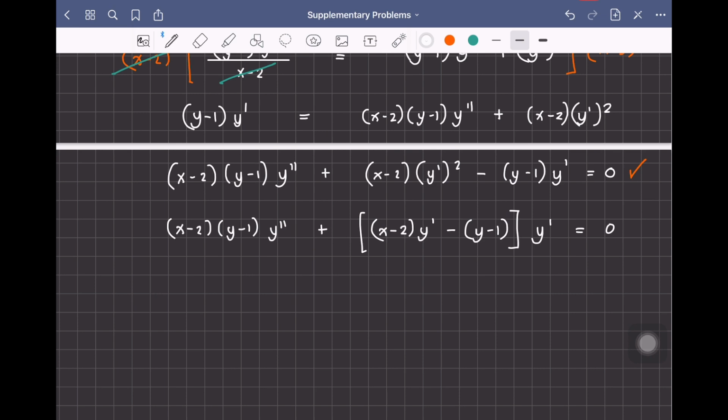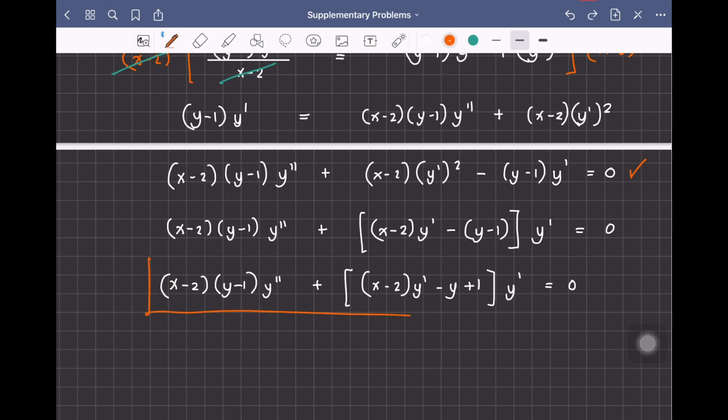Okay, in the end, pwede mo pa rin ayusin yan. Magiging x minus 2, y minus 1, y double prime, plus, ayusin natin, x minus 2, y prime. Let's distribute the negative sign. So, magiging minus y plus 1. Ito nga yung buong quantity na to ang nakamultiply with y prime equal to 0. This might be or this could be the best answer that we have for this problem.